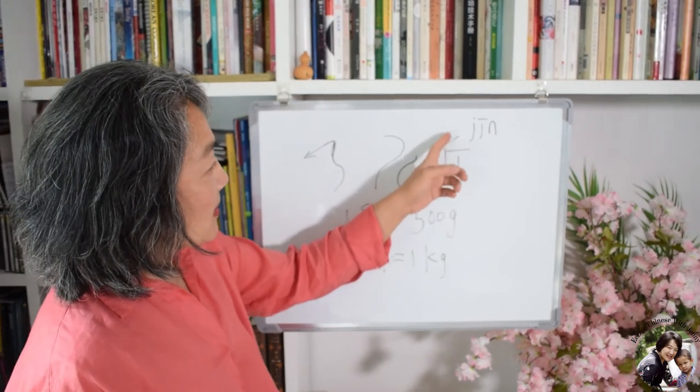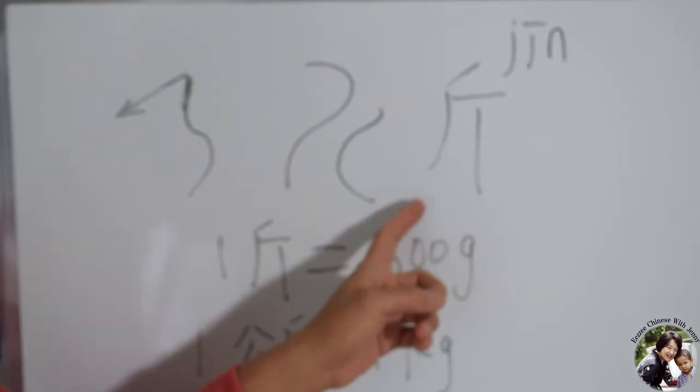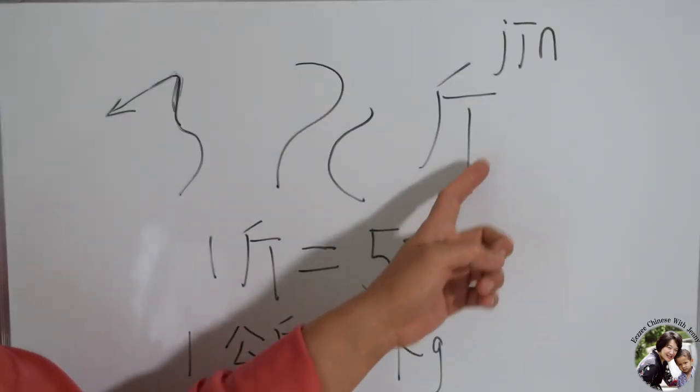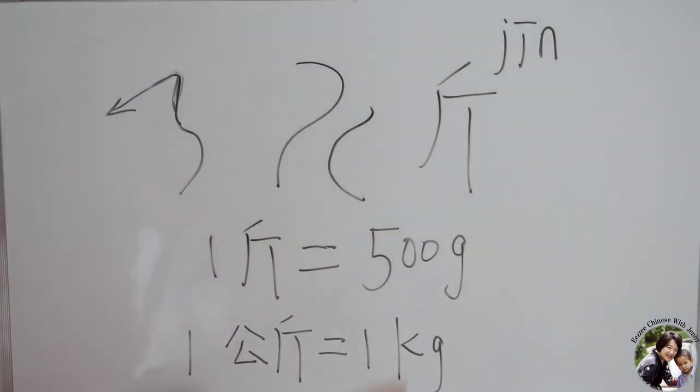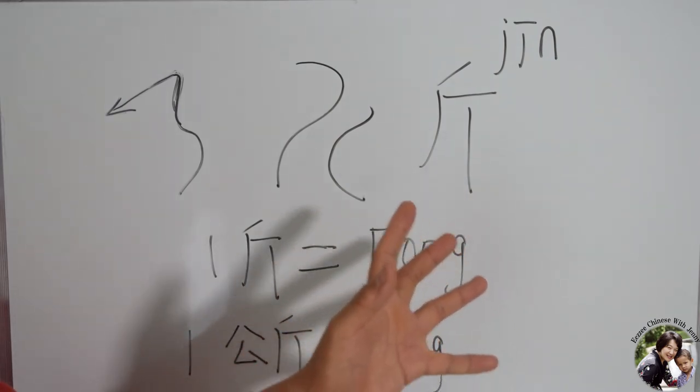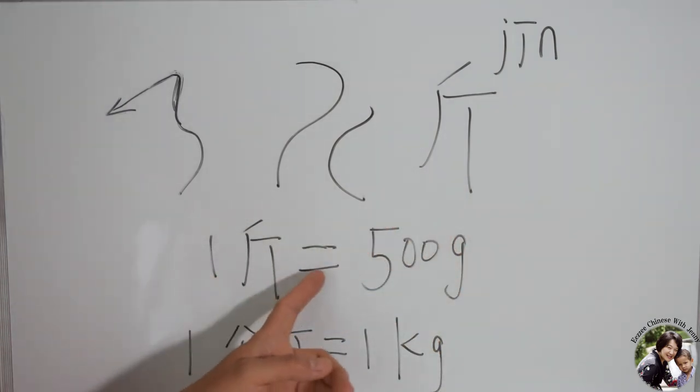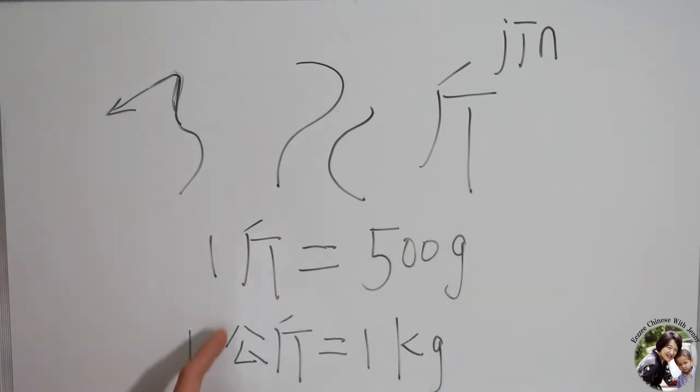It evolves like this, simplified version. Jin, pronunciation jin. It is a measurement of weight. Yi jin equals 500 grams. This one we just learned, right? A public or general public. Yi gong jin in Chinese, if we say yi gong jin, it means 1 kilogram.